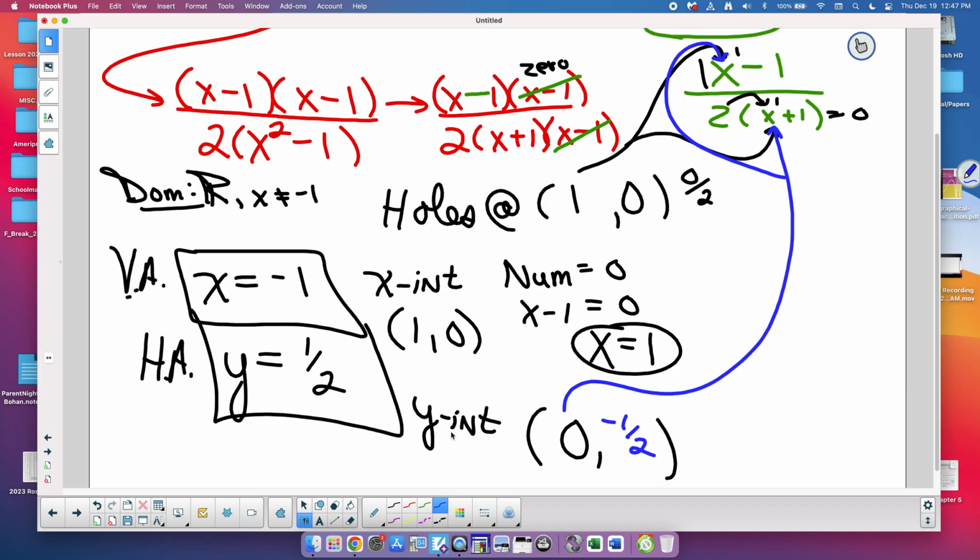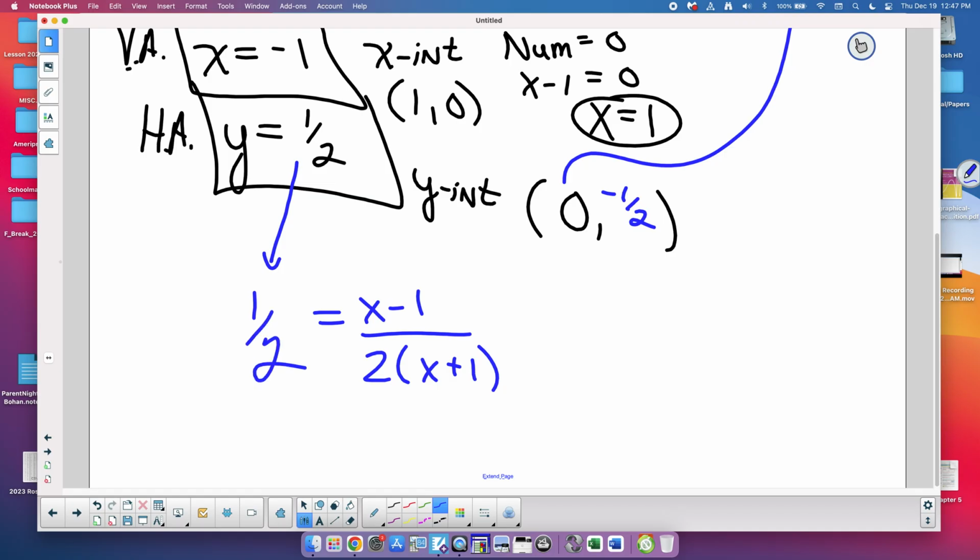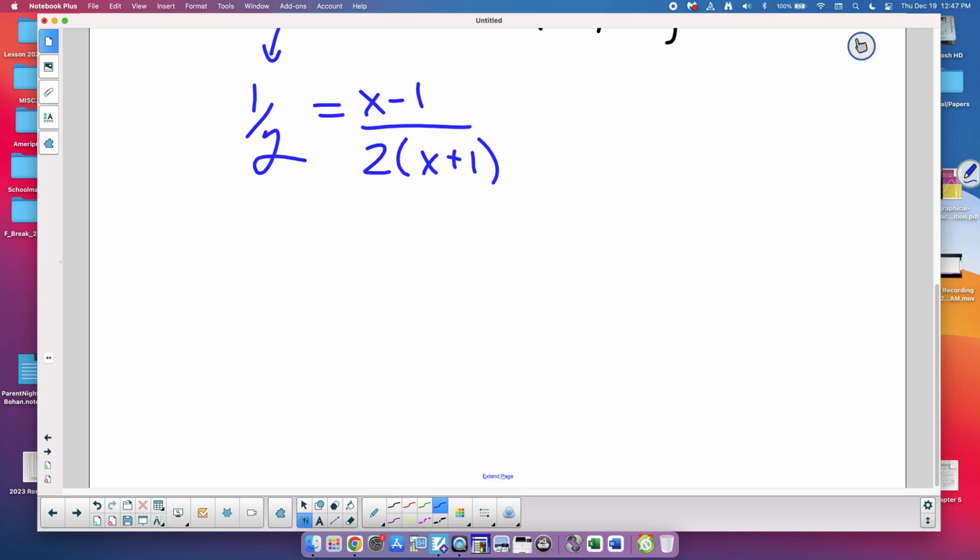Now hang on, I've got to remember this. X minus 1 over 2 times x plus 1. Does it cross the horizontal? The horizontal is 1/2. Set your function equal to the horizontal and ask, does this ever touch 1/2? Well, solve it. How do you solve it? It's a proportion, a fraction equal to a fraction. Just cross multiply and set them equal. 1 times 2 is 2, and 2 times this is 2x plus 2, right? What's this?